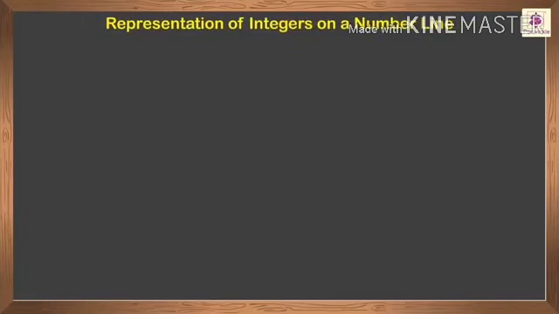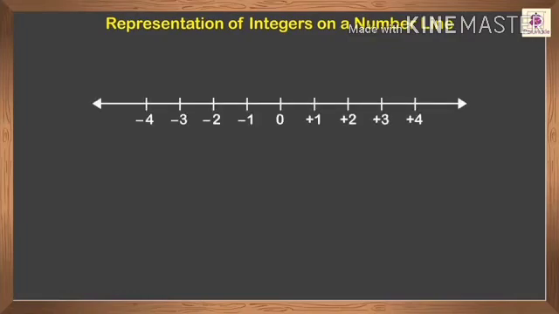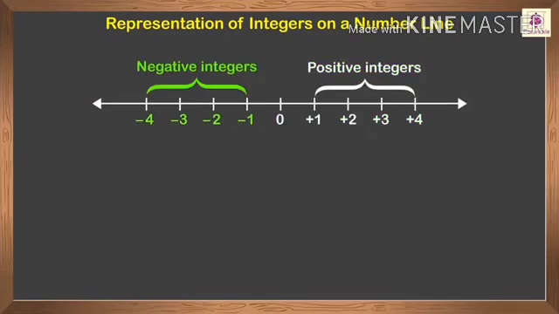Representation of integers on a number line. Integers can be represented on a number line that extends to the left and to the right. It is indicated by arrows. The positive integers are represented to the right of 0, and the negative integers are represented to the left of 0.